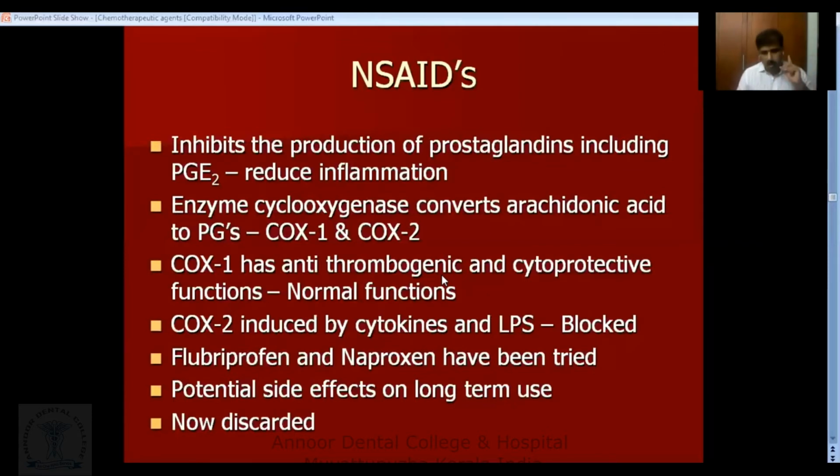So you should know why NSAIDs are used. Basically, you are trying to reduce the prostaglandin that is formed by the COX-2 pathway. What are the agents that have been used? Naproxen, flurbiprofen.